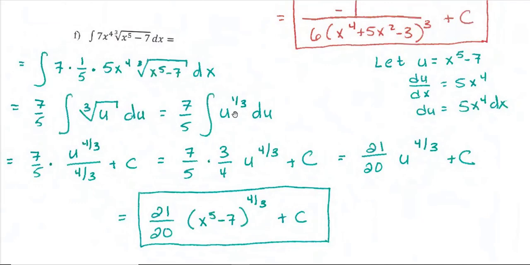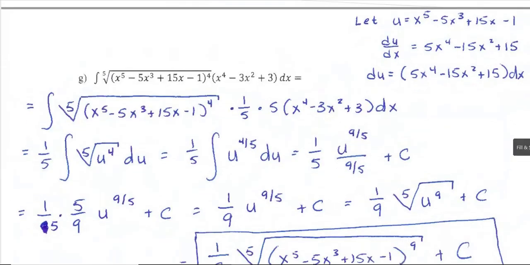This I can integrate using the rule we talked about previously, and that's going to be 7/5 times u to the 1/3 plus 1 over 1/3 plus 1 plus c. So that gives me 7/5 u to the 4/3 over 4/3. We don't divide by fractions, so instead that's 7/5 times 3/4 u to the 4/3 plus c. And that ends up being 21 over 20 u to the 4/3 plus c. But like we said before, we don't want to leave this in terms of u, so we'll plug back in what u is, and we get 21 over 20 times x to the fifth minus 7 to the 4/3 plus c.